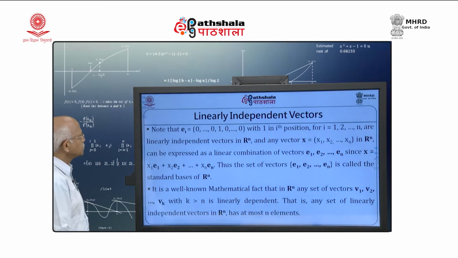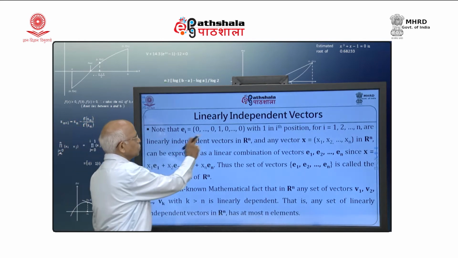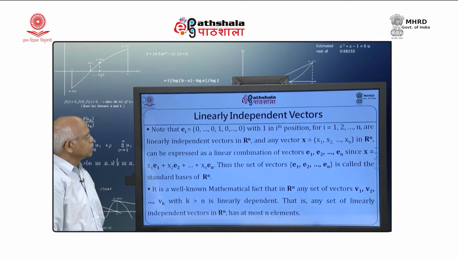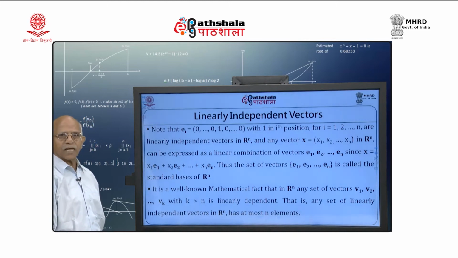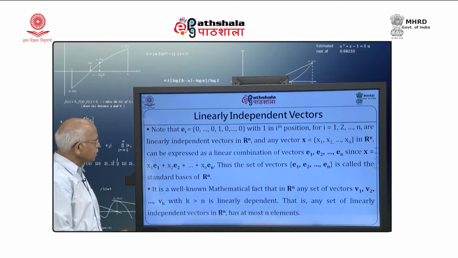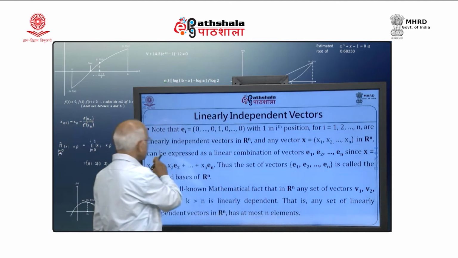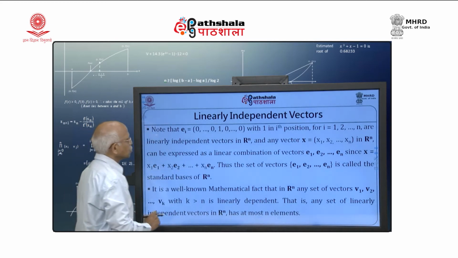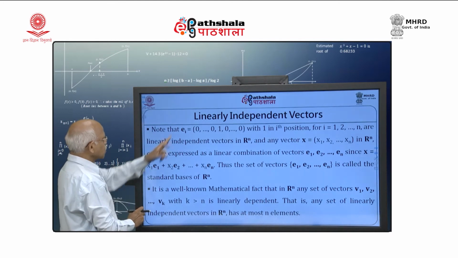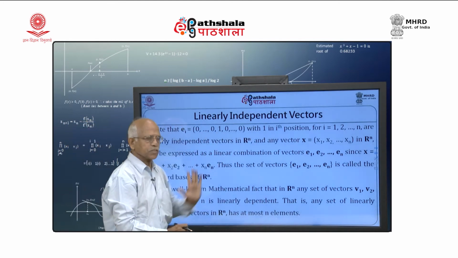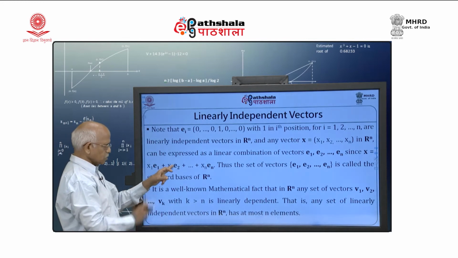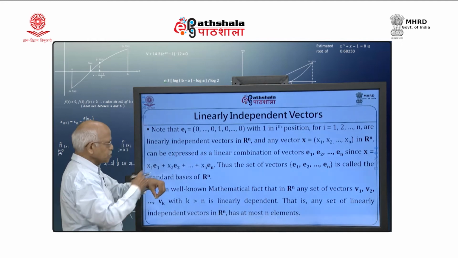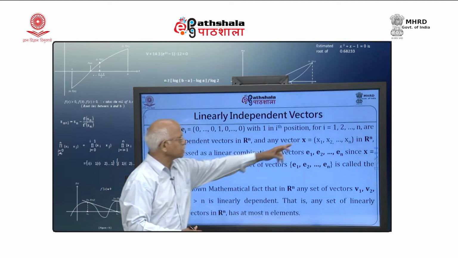Note that if I take E i bar as 1 in the ith position and the rest of the components 0, these are linearly independent vectors in R n, because any vector x bar I can write as x 1 E 1 bar plus x 2 E 2 bar plus ... plus x n E n bar. Writing x 1 E 1 bar gives x 1 in the first component and the rest 0. x 2 E 2 bar gives x 2 in the second component, since E 2 has 1 in the second component and the rest are 0. When you add them together, I get this vector.